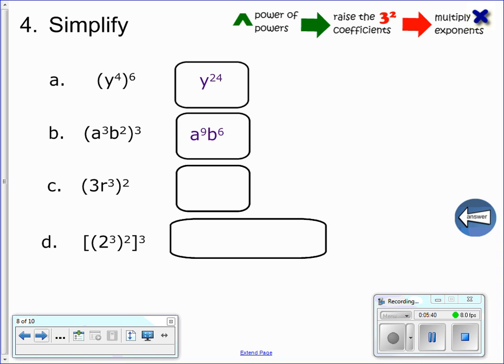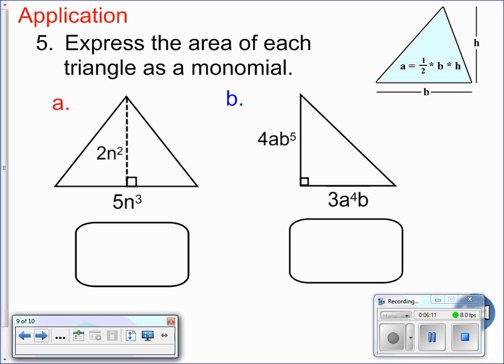In C, 3 is a coefficient, not a base. So 3 squared is 9, and then r to the 3rd times 2 is r to the 6th. In this one, we work from the inside out. So this time 2 is a base. So 2 to the 3rd raised to the power of 2 is 2 to the 6th. And then that raised again to the 3rd would be 2 to the 18th, which is 262,144.